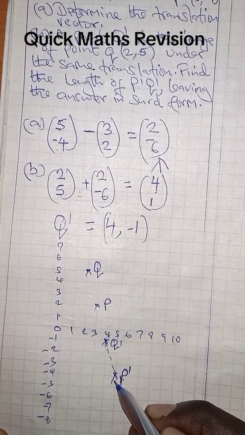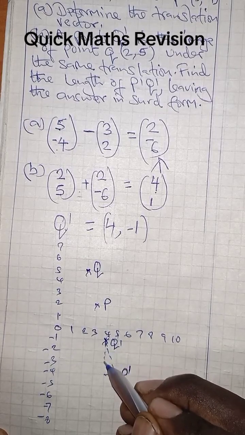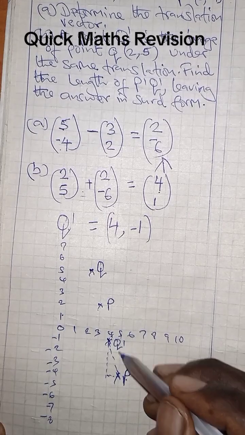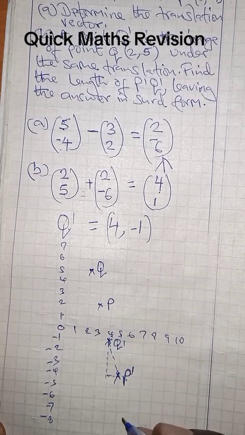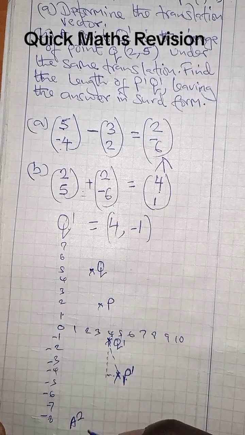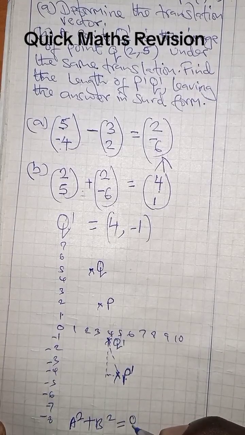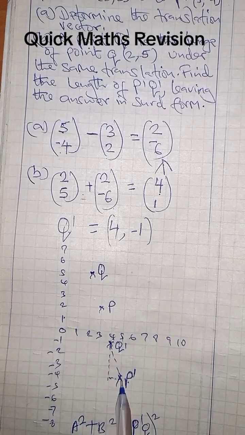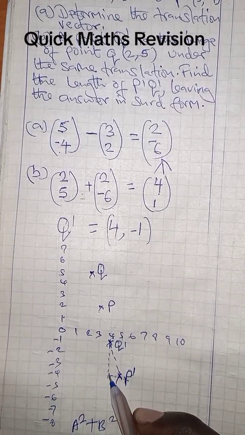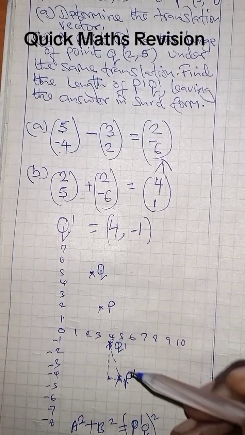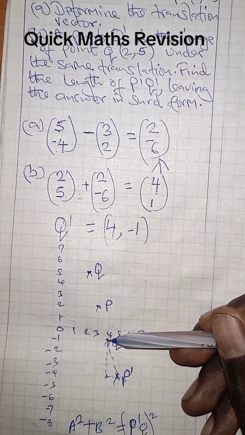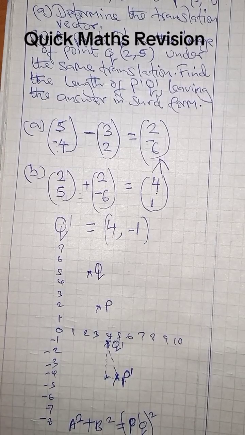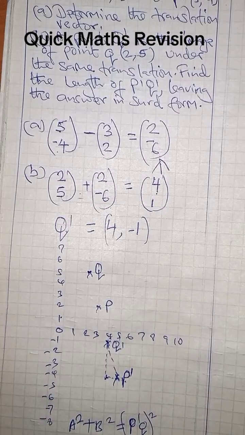Now, realize that this forms a right angle triangle. For a right angle triangle, the length of P prime Q prime will be represented by, let's say, a squared plus b squared equals P prime Q prime squared. The length a is this one. From 4 to 5 is just 1, so you square 1. And from -1 to -4 is just -3, so you square -3. That should give us P prime Q prime squared.